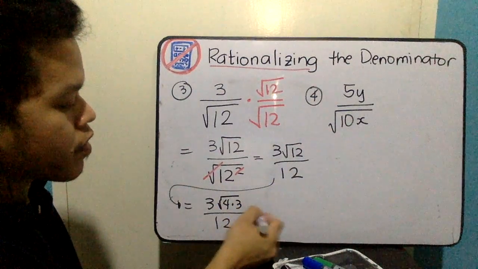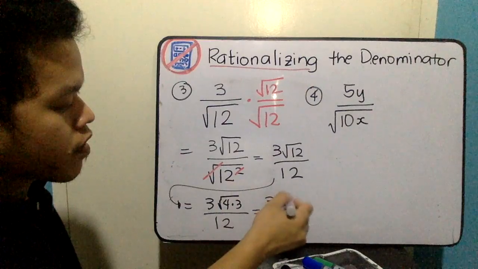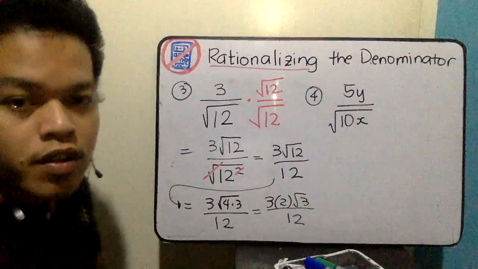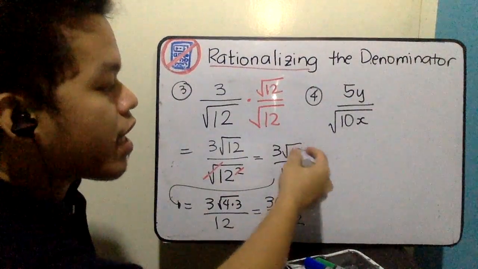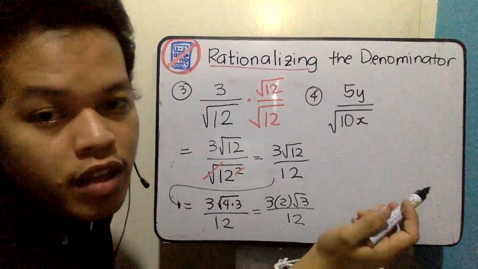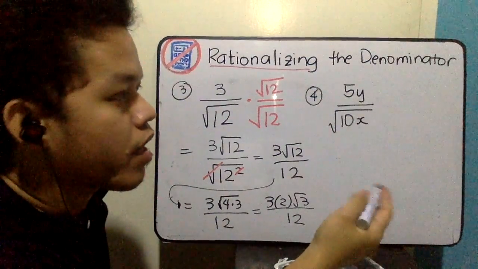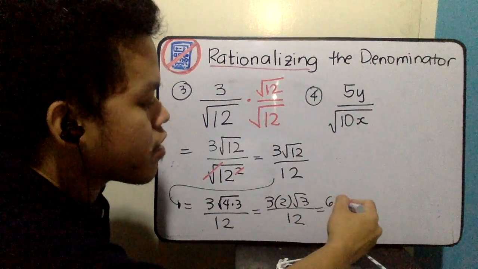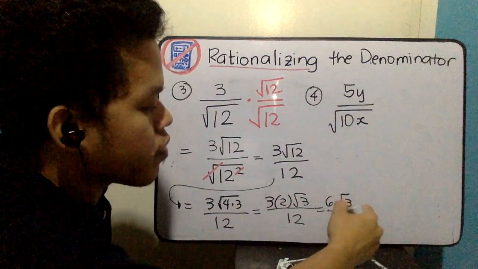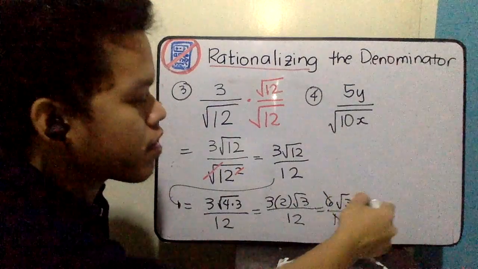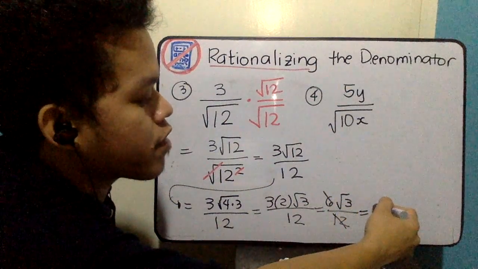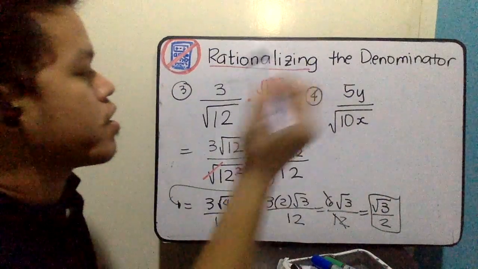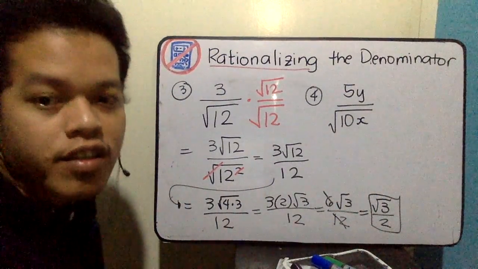And the square root of 4 is 2 times square root of 3 all over 12. Okay? So you see, we will not stop unless the number under the radical is still factorable and has a perfect square factor. So in this case, we can have 6 square root of 3 all over 12. And we can simplify this further because 6 divided by 12 is 1/2. So that will be square root of 3 all over 2. So this is your final answer.